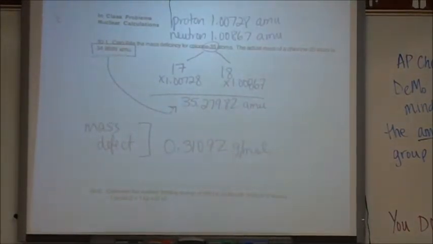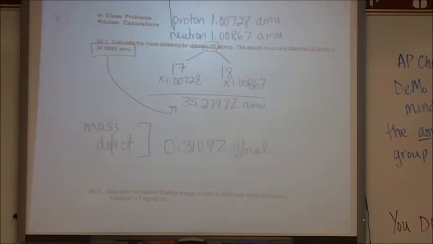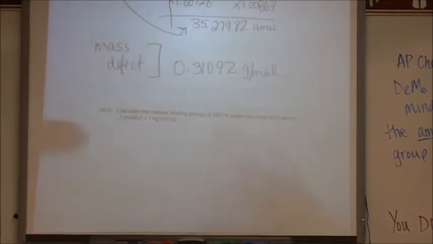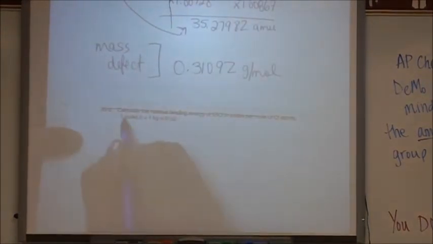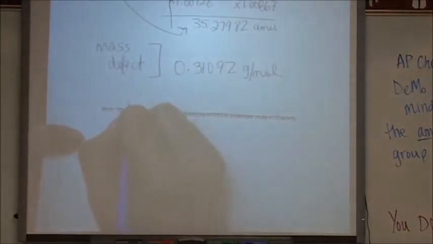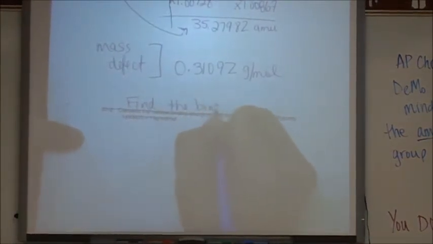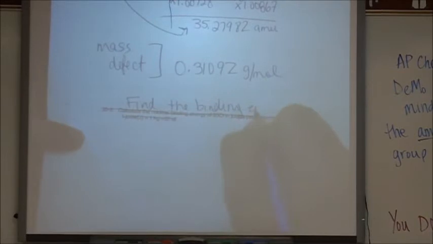Okay? And I want to get out of AMU world because when we get to joules, we need a kilogram, and kilogram and AMU, not so much. All right. So I want to cross this out and change this problem to say, based on 31, find the binding energy in joules per mole.